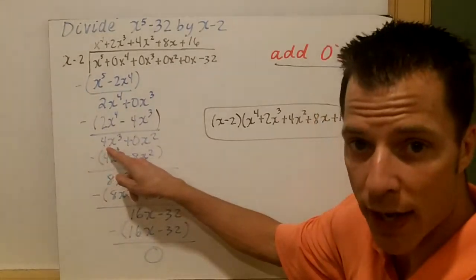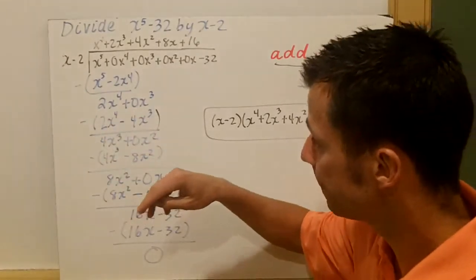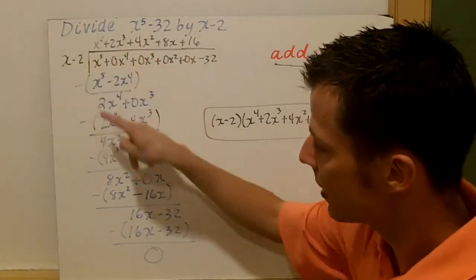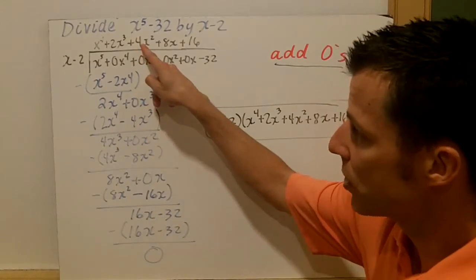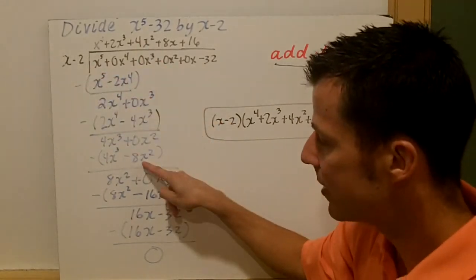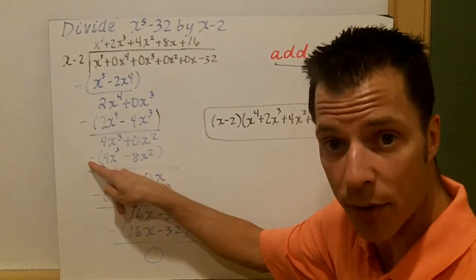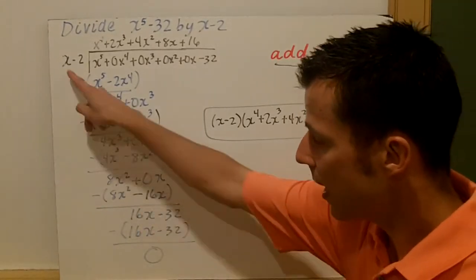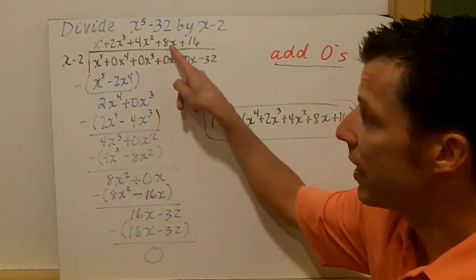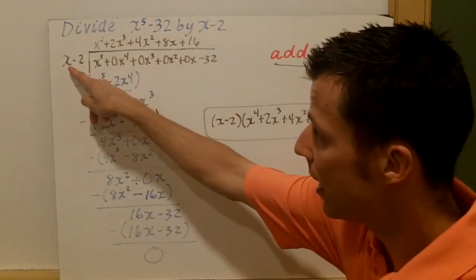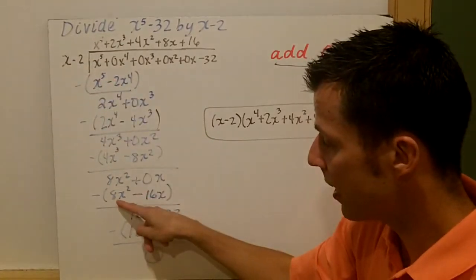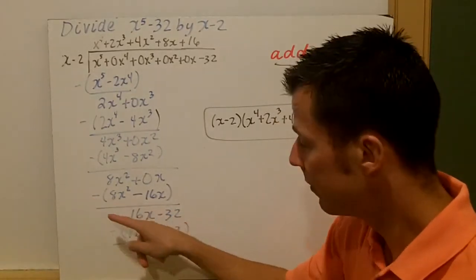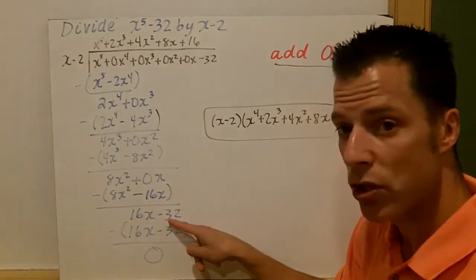x goes into 4x cubed, 4x squared times. So then 4x squared times x is 4x cubed. 4x squared times negative 2 is minus 8x squared. Subtract off both those terms, and I'm left with 8x squared. Okay? x goes into 8x squared, 8x times, and multiply 8x to both these terms, and I get 8x squared minus 16x. Subtract those off, and I get 16x minus 32.